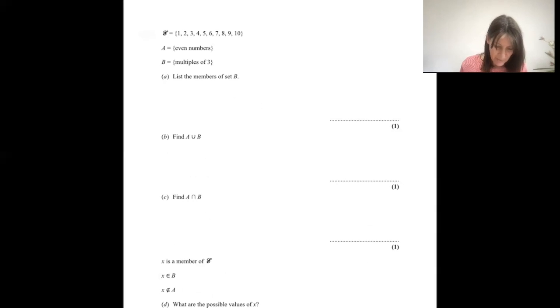Okay, so they're not, again, giving too much away here. They are telling us that we've got a set of numbers, a group from the set. The A group are even numbers and the B group are multiples of 3. You're being asked to list the members of the B group. Well, the B group are multiples of 3 that come from this set. So that's fairly straightforward. 3, 6, and 9.